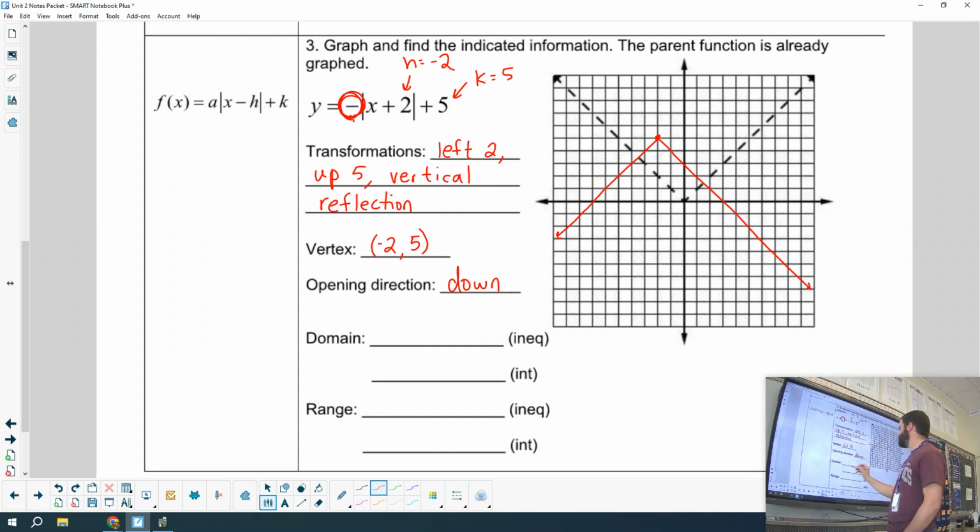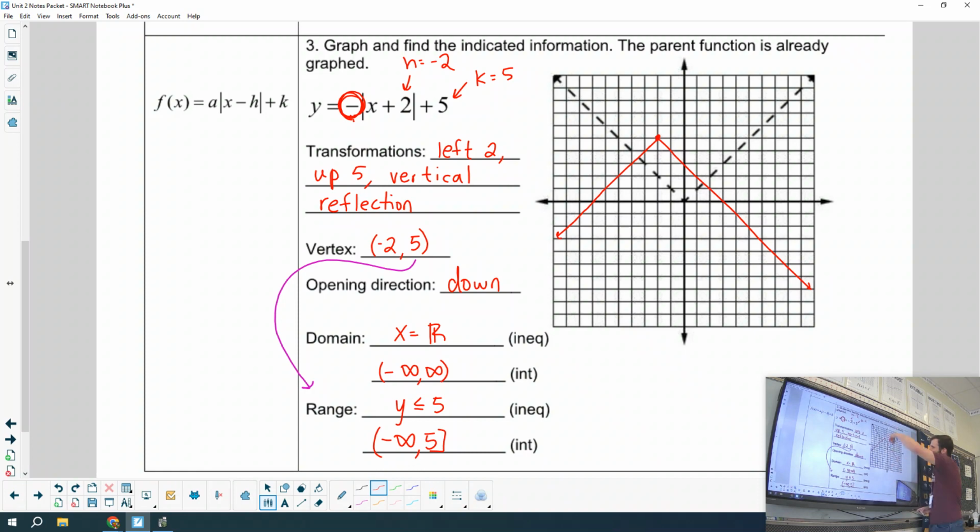My domain is still going to be x equals all real numbers, -infinity to +infinity. But my range is different. My range is going to be y is less than or equal to, and remember, we're going to look at my number here for my y value. It's going to be less than or equal to 5, and my interval notation is going to be -infinity to 5. Because think about it. My graph goes down forever, but it stops right there. It doesn't go any further up. Okay?